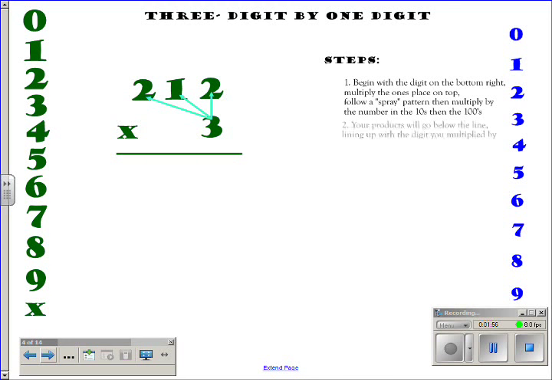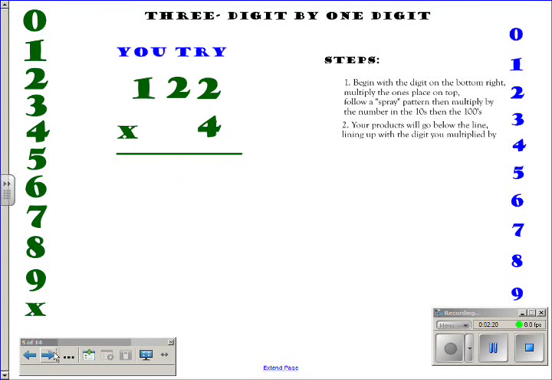So when you go through this step, your products go directly below the digit you multiply. So 3 times 2 is 6. Your answer goes directly below the 2. 3 times 1 is 3. Your product goes directly below the 1, and 3 times 2 is 6. And that also goes directly below the 2. So here we would have 636. You go ahead and try this one, pause the video, do 122 times 4, and then we'll come back and we'll see how you did.